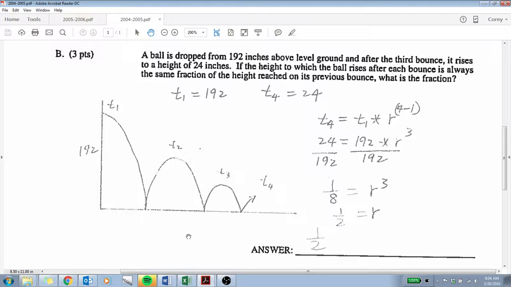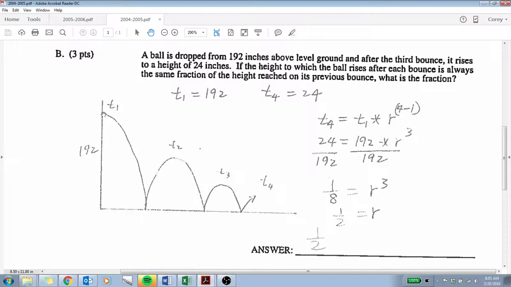So recognize this first off as a geometric sequence, because each bounce is going to be a fraction of the bounce before it, and so that's going to be dealing with geometric. It's always helpful to draw yourself a picture to help visualize what is happening. If we do that, we're starting at 192 inches, and the height for each bounce is going to be your terms.